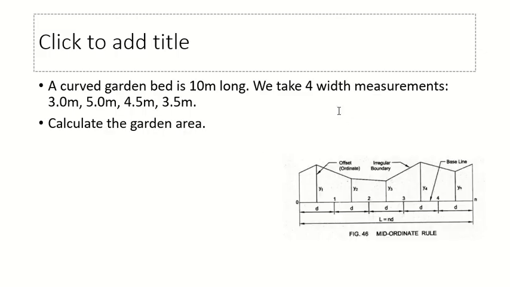So for example, we have a curved garden wall and we have taken 4 width measurements. Don't say that we have more measurements in the figure. The figure is just for representation. So we have a garden wall.